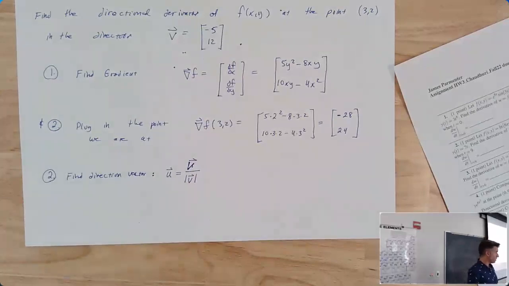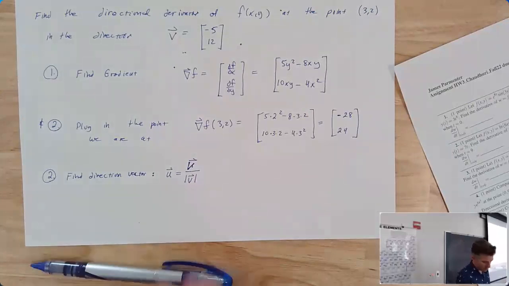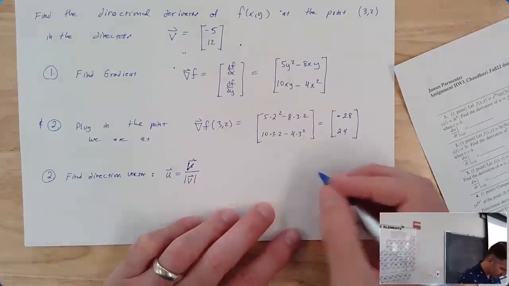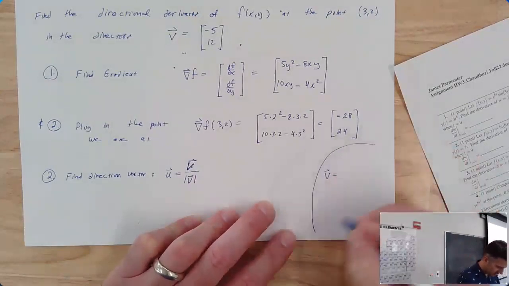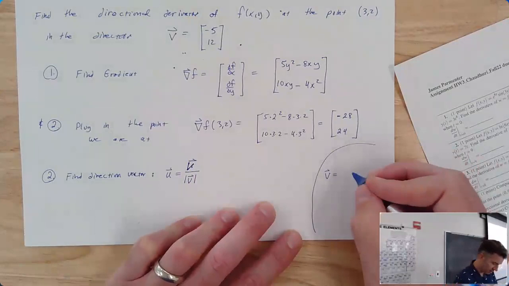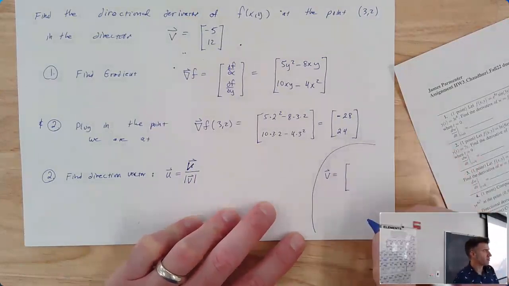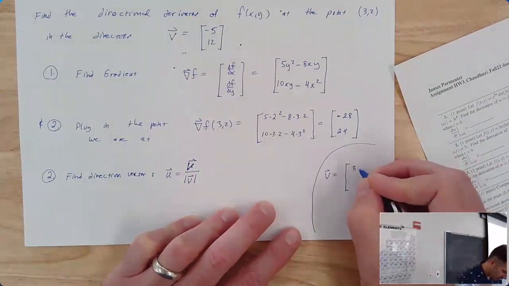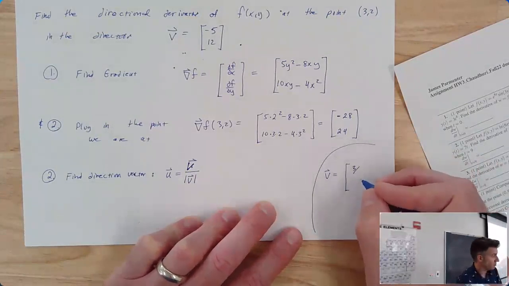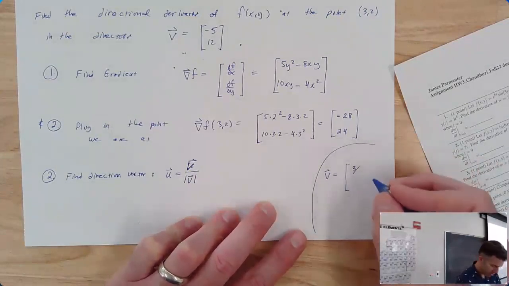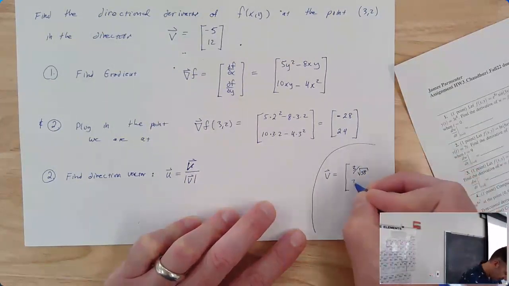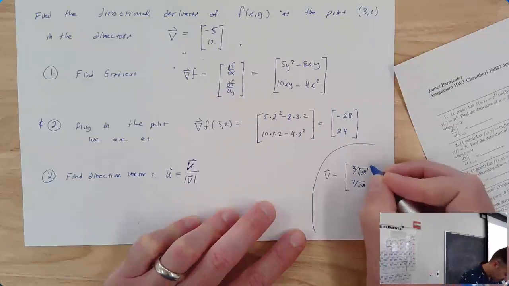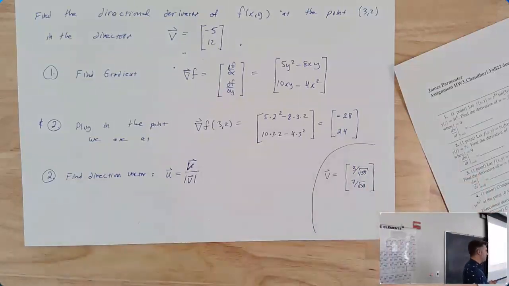Sometimes they do give it to you as a unit vector. Here's the thing though. Let's pretend they gave us the vector. Let's say they gave us the vector v equals, I'm just making something up on the side here, 3 over the square root of 58, comma 7 over the square root of 58. Is that a unit vector?